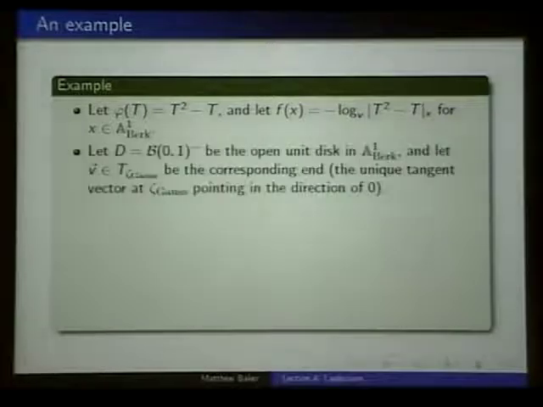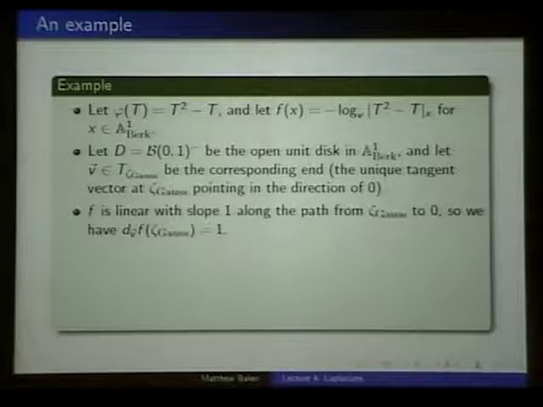Anyway, if I look at the open unit disk, which I'll call D, and V, it has one boundary point, in the same sense as in Brian's last talk, and there's one tangent direction going inward. Then this function is linear with slope 1 along the path from the Gauss point to 0. Remember, this is just the sup norm.